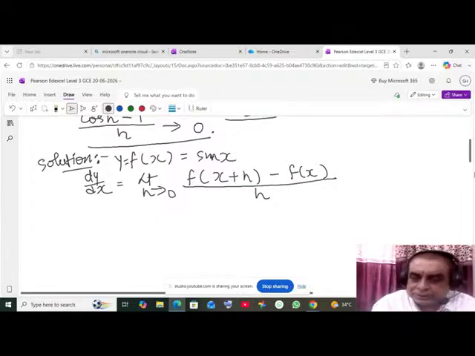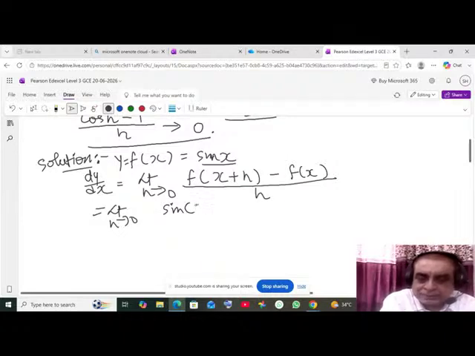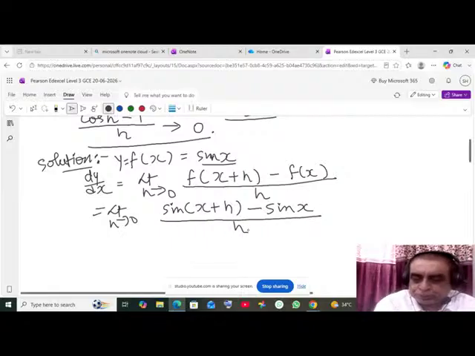Here we are given f(x) is sine x. So what will be the value of f(x plus h)? In place of x, you will write x plus h. So f(x plus h) becomes sine of (x plus h), minus f(x), which is sine x, whole divided by h.